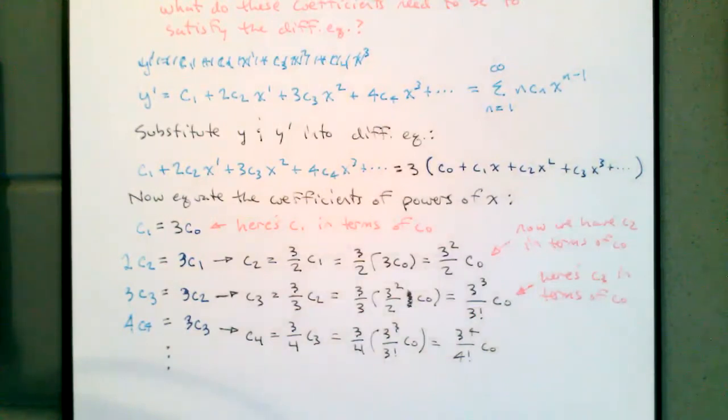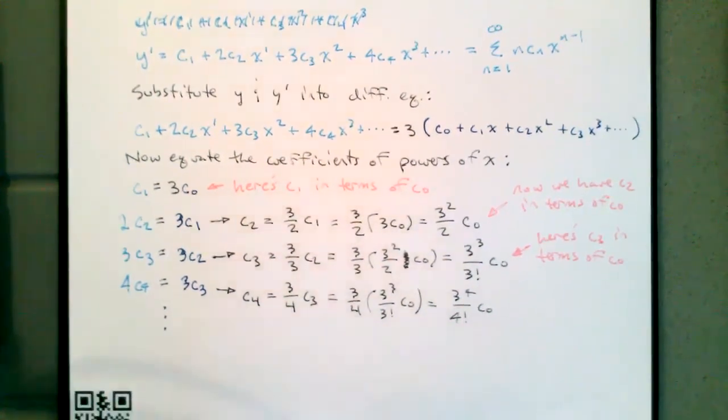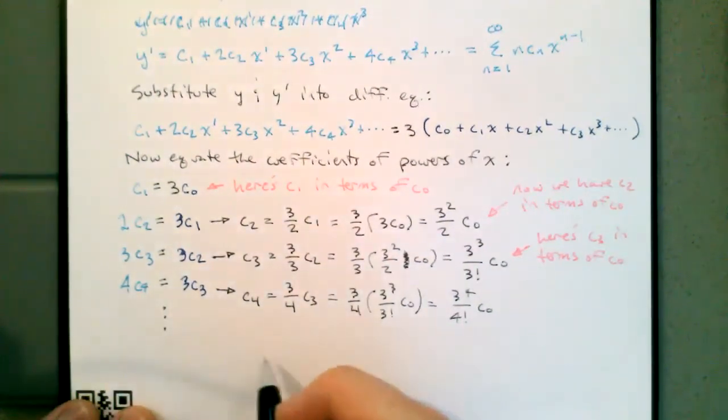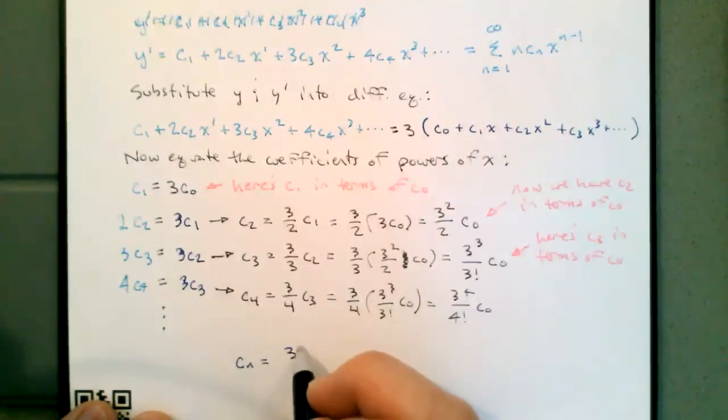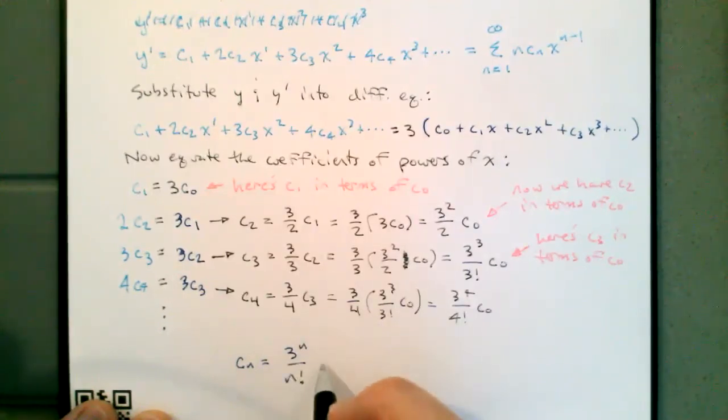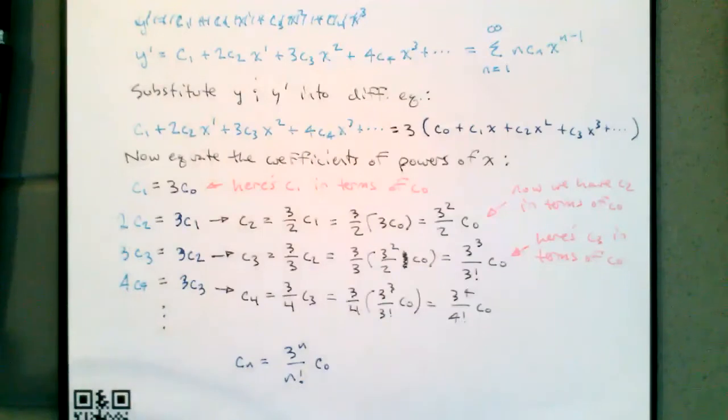And so now we can see what Cn is going to be. We can see that Cn is going to be 3 to the n over n factorial times C0. And now we recognize 3 to the n over n factorial as the coefficient of e to the third. Any questions?